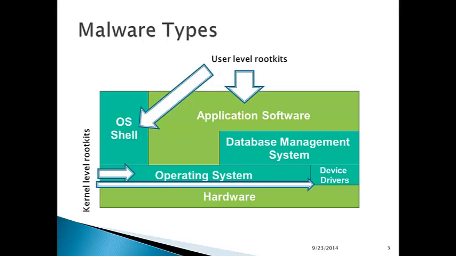Here's an illustration of how malware types work in terms of rootkits. Kernel level rootkits operate by compromising either the operating system directly or in some cases by installing a malicious device driver. Device drivers, like the operating system, talk directly to hardware. So a bad device driver, particularly one governing your keyboard, your mouse, your monitor, etc., can do a lot of damage here. Whereas user-level rootkits will either replace application software or commands that the operating system shell uses.